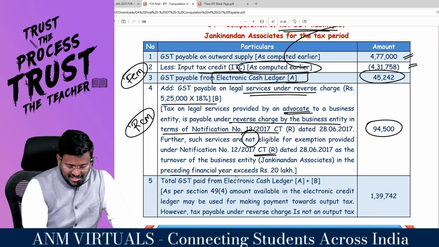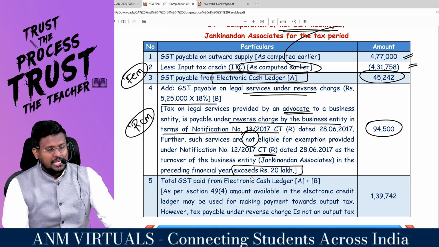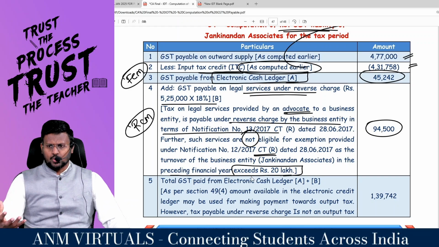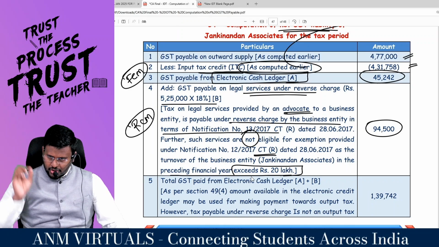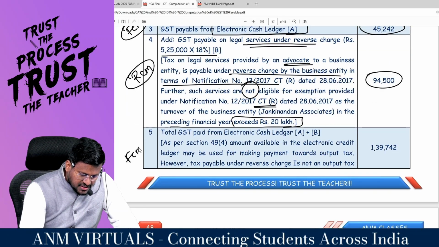J associates' turnover in the preceding financial year exceeds how many lakh? Since in the immediately preceding previous year J associates' turnover exceeded the threshold limit for registration, this service is not exempted. So, sir, FCM plus what CM?